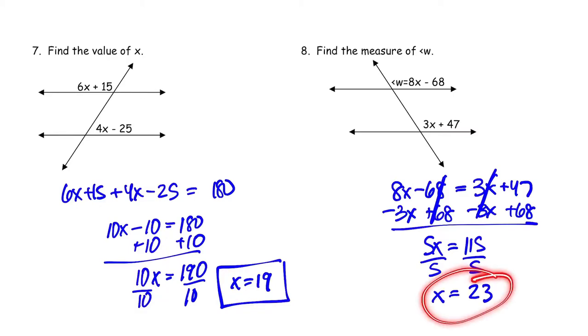Okay, is that the answer? No. Find the measure of angle W. There's angle W. All right, so that's going to be 8 times 23 minus 68. And again, you're going to throw all of that into the calculator. I got 116.